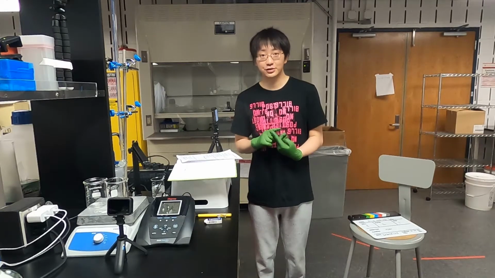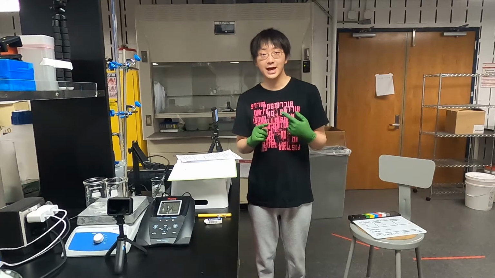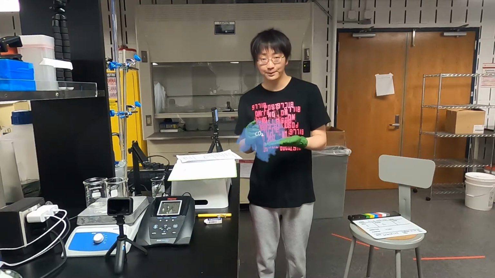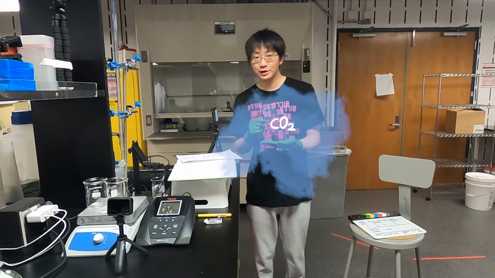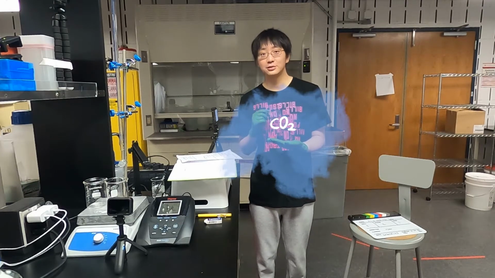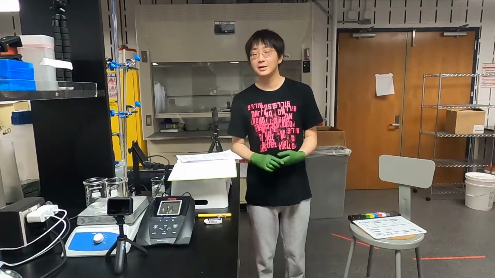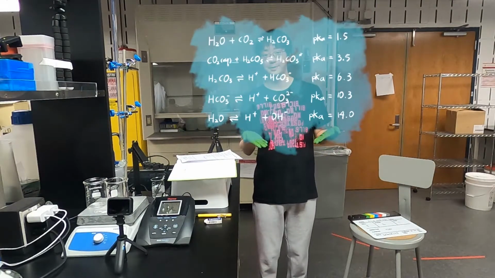So first, let's talk about the carbonate system. We know that in the atmosphere, we have carbon dioxide, CO2. And we also know that natural water is in equilibrium with the atmosphere. So CO2 also plays an important role in natural water. The carbonate system involves several chemical reactions like shown here.